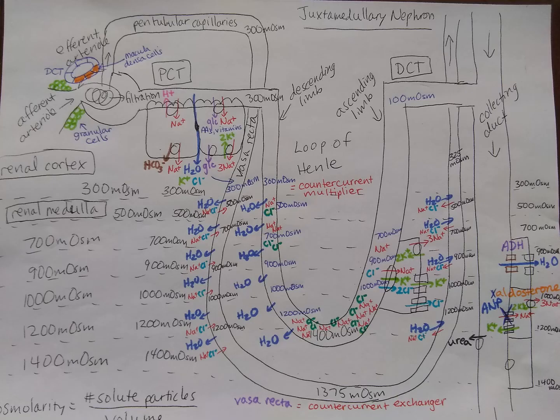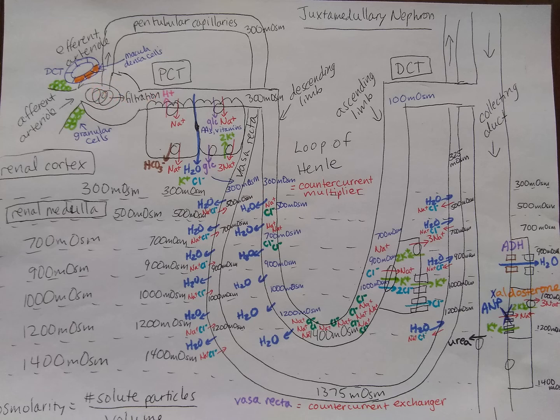So here's a picture of what ANP is going to be doing. The first thing it does is it will dilate the afferent arteriole coming into the glomerulus, and then it's going to constrict the efferent arteriole that is exiting. So all of that will increase the blood pressure in the glomerulus. You're going to end up filtering out more water and more sodium.